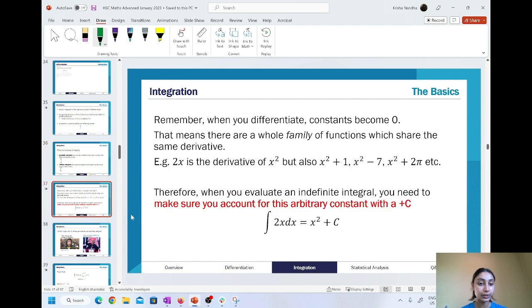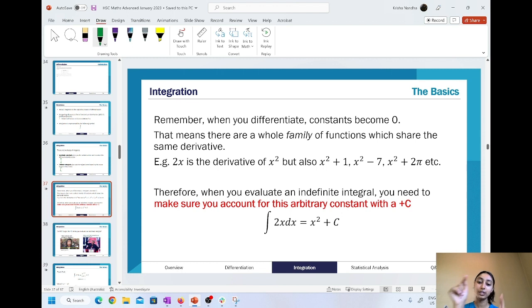Okay, let's continue on. When we differentiate, we need to remember that any constant becomes zero. It gets taken out of the equation for the differential. So when we integrate, we need to somehow bring that back in, which means there's a family of answers which can be shown with this arbitrary constant called C.